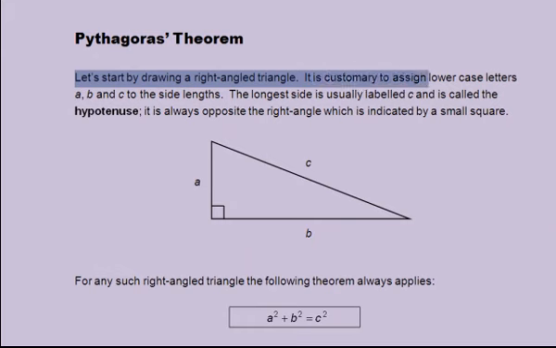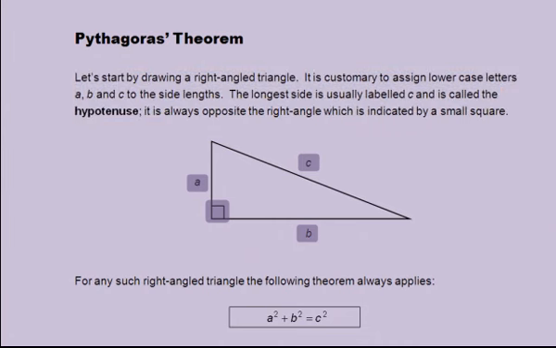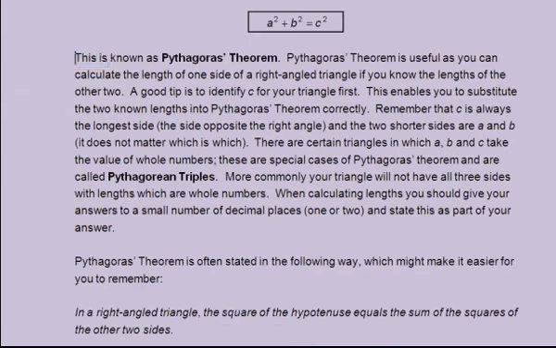It is customary to assign lowercase letters a, b and c to the side lengths. The longest side is usually labelled c and is called the hypotenuse. It is always opposite the right angle, which is indicated by a small square. For any such right-angled triangle, the following theorem always applies. a squared plus b squared equals c squared. This is known as Pythagoras' theorem.